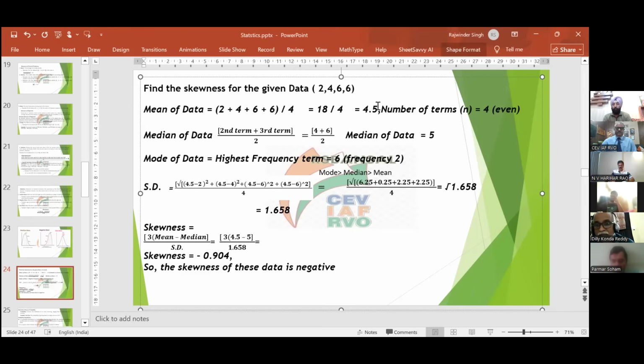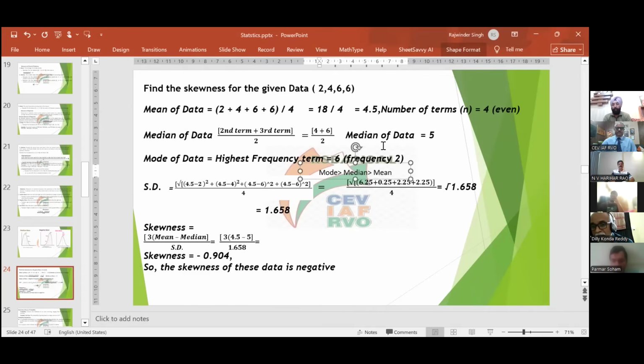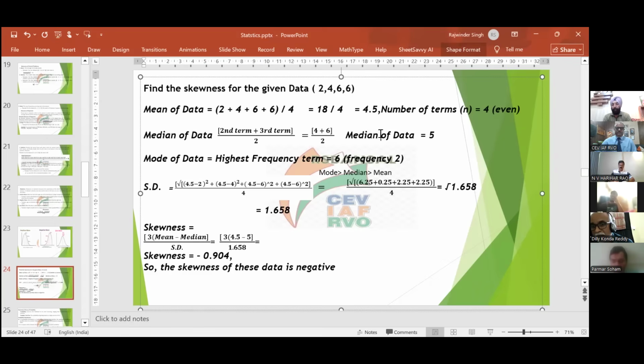Now see here, mode is 6, median is 5, and mean is 4.5. It means mode is greater than median, and median is greater than mean. What does this mean? It means your data set has negative skewness.